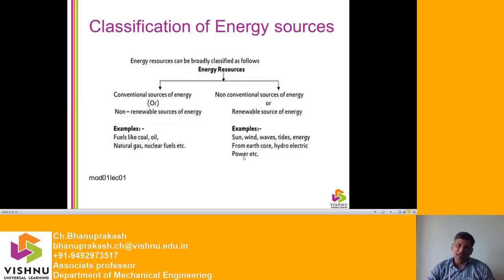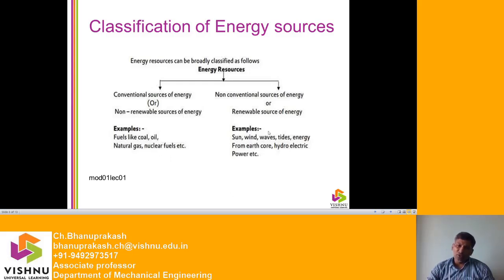So classification of energy sources. Energy resources can be broadly classified as follows. So energy resources will be divided into two. One is the conventional sources of energy. Another one is the non-conventional sources of energy. Conventional sources of energy we can also call non-renewable sources of energy. What are they? For example, fuels like coal, oil, natural gas, nuclear fuels.